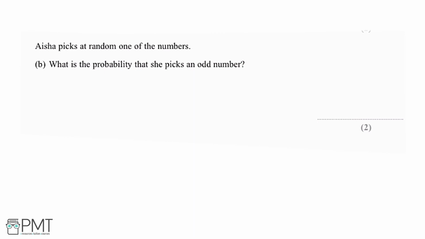Aisha picks at random one of the numbers. And in part B, we need to work out what the probability is that she picks an odd number. Okay, so I've just written out the list of numbers here to make it a bit easier, but it's exactly the same as what we had in part A. So how many do we have in total? We've got 1, 2, 3, 4, 5, 6. So in total we've got 6 numbers.